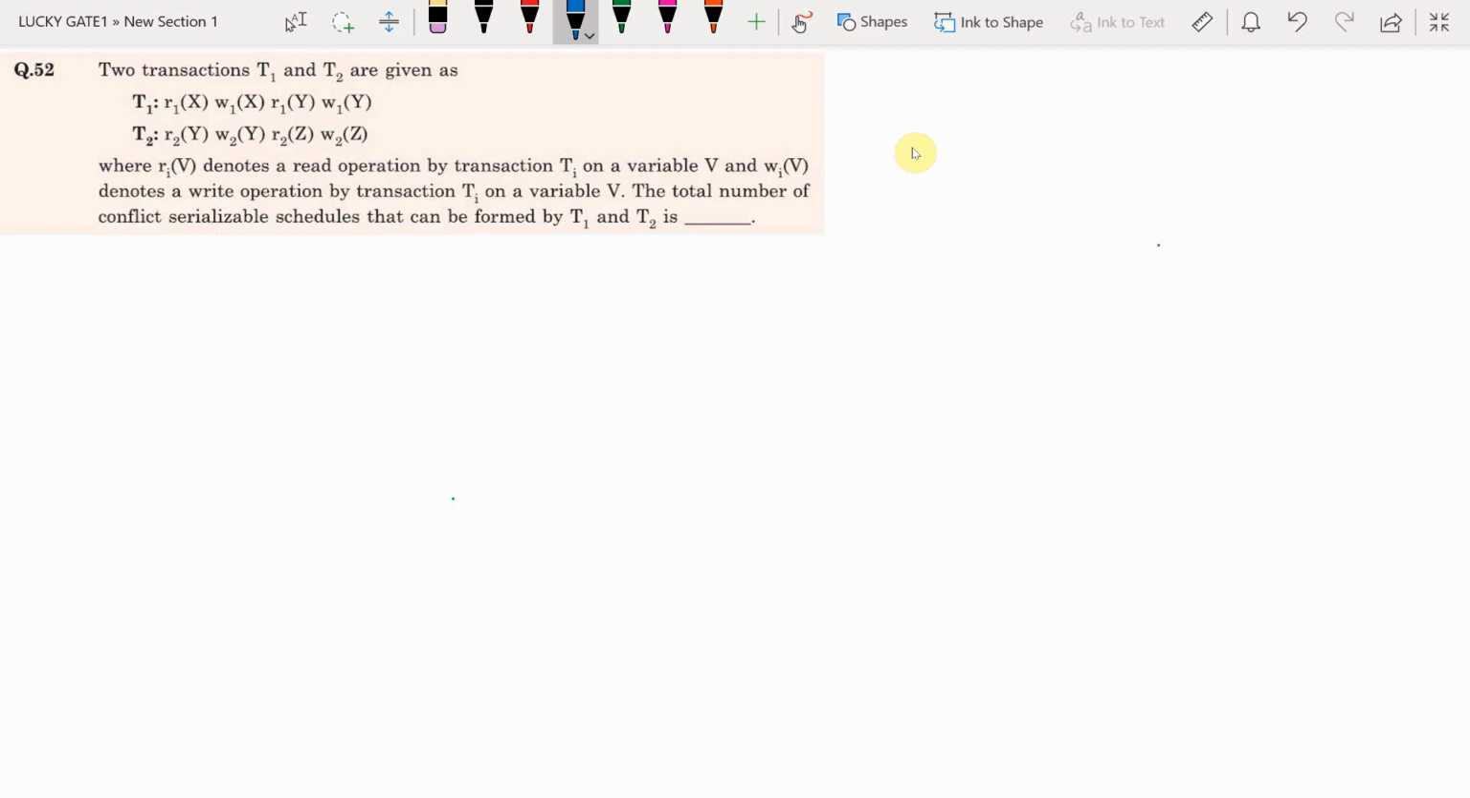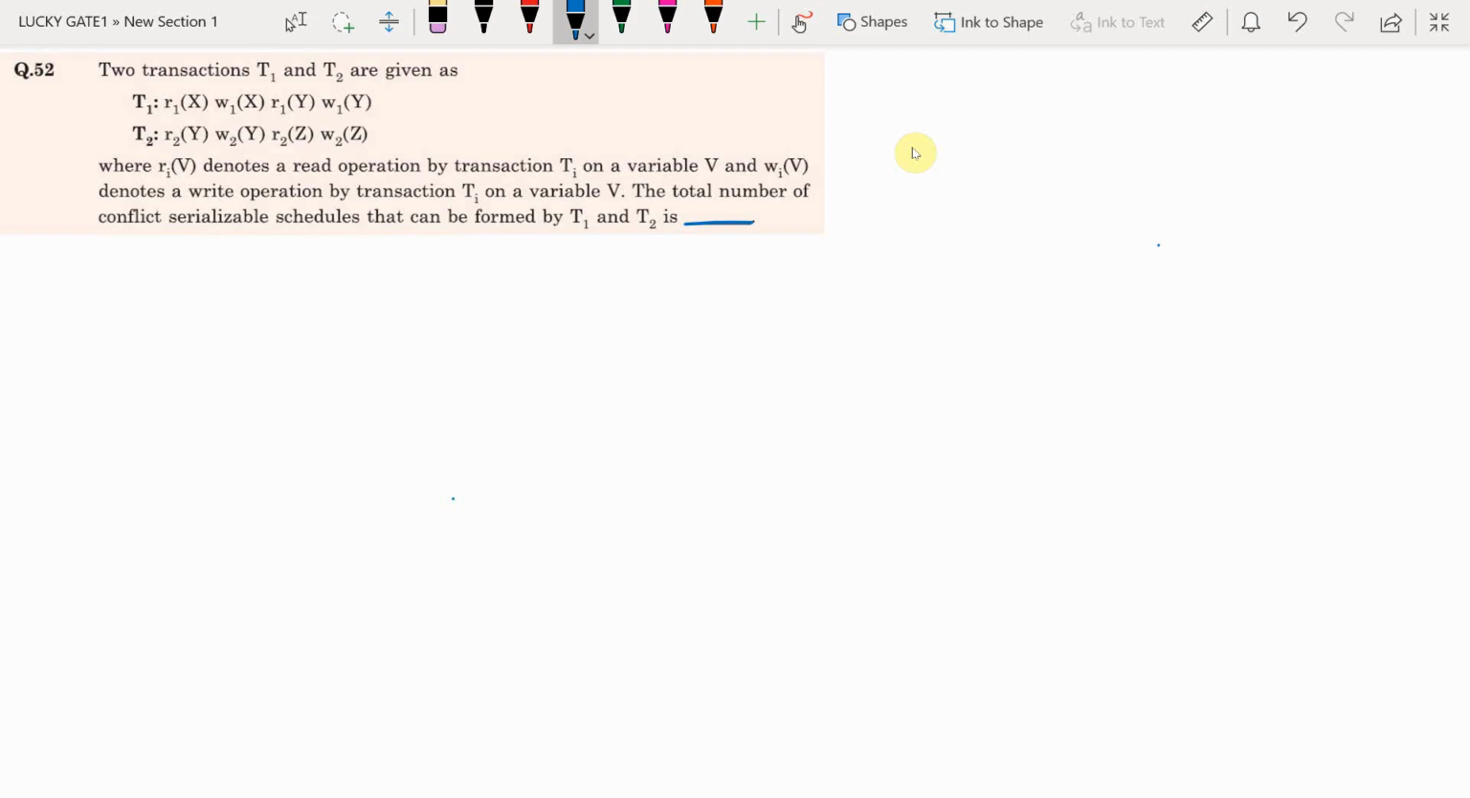This is a question asked in GATE 2017 for 2 marks and from the subject database management system, and this is a numerical type of question, so we have to fill the blank. Now coming to the question, two transactions T1 and T2 are given.